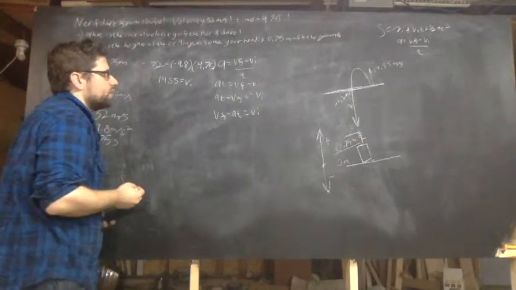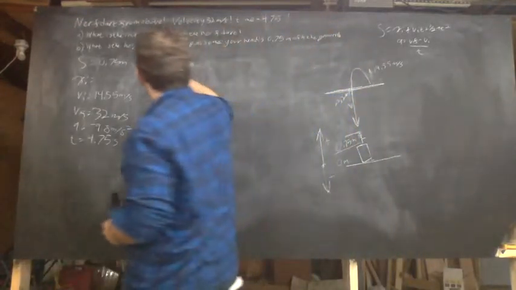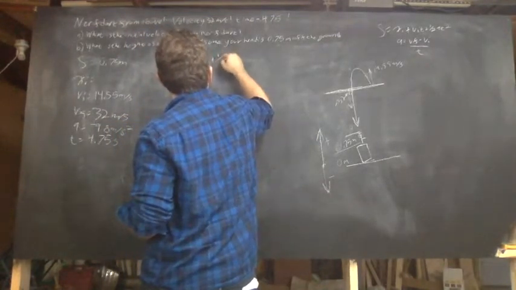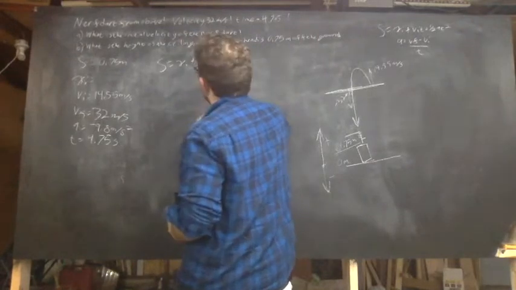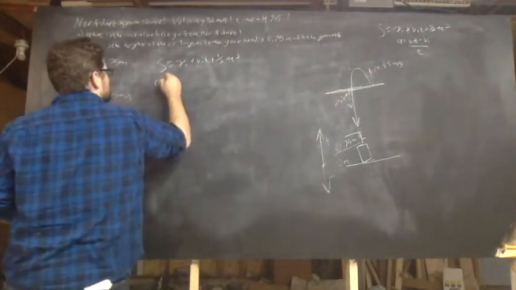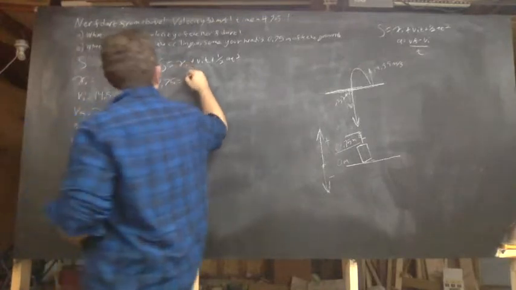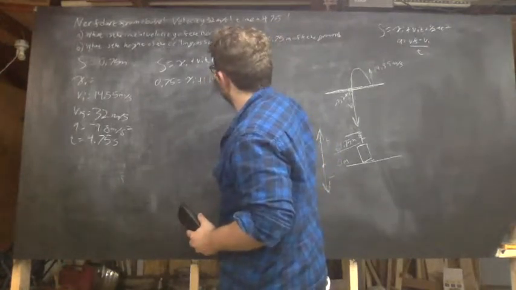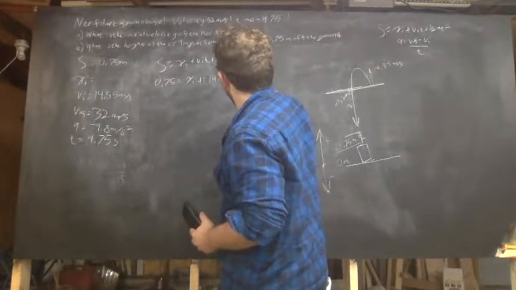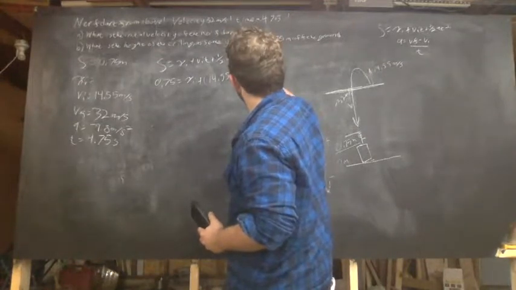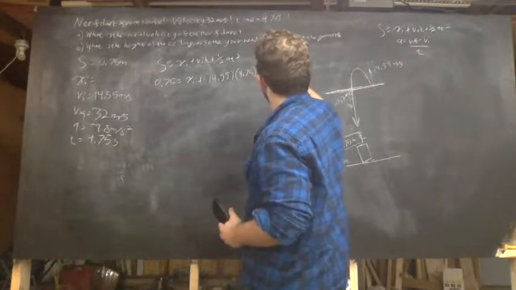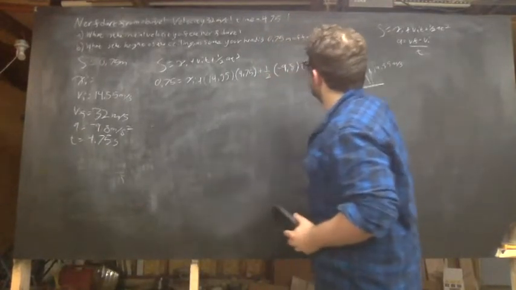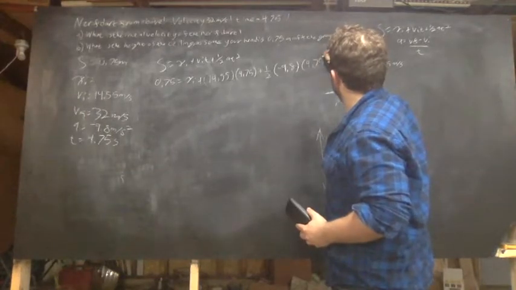Then let's set up our s equation. s equals xi plus vi t plus 1/2 at squared. So s, which is 0.75, equals xi plus vi, which is 14.55, times 4.75, plus 1/2 times negative 9.8 times 4.75 squared.